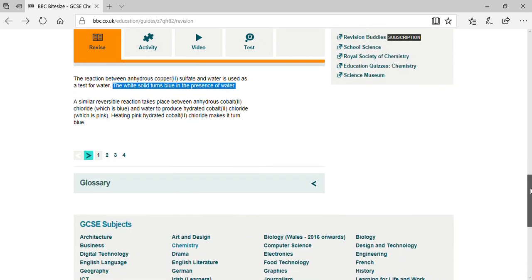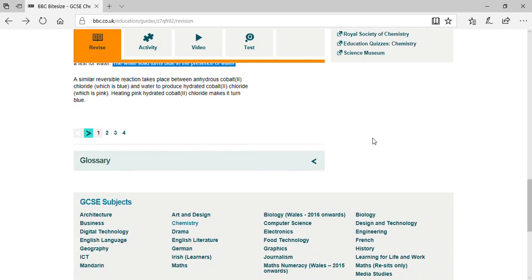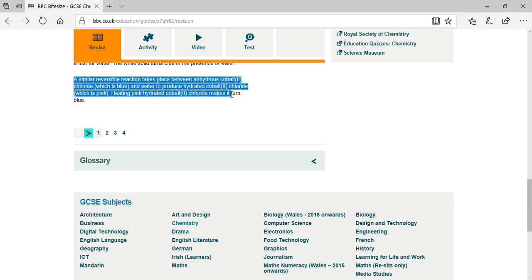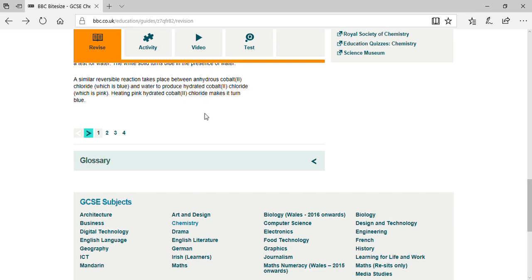Good. So, I explained a simple reversible reaction. In the second example also, they are taking a simple reversible reaction between anhydrous cobalt chloride, which is blue, and water to produce hydrated cobalt chloride. Okay, understand? And heating pink hydrated cobalt chloride makes it turn blue. Okay. Now let me move to the next page.